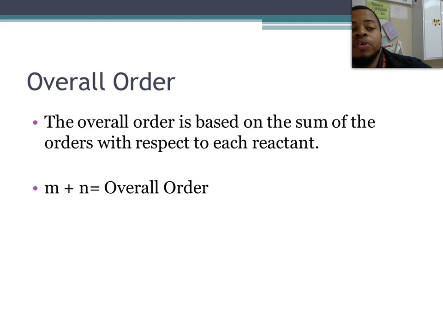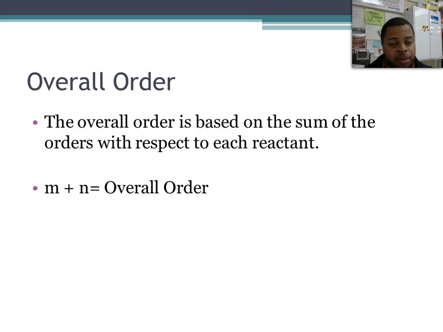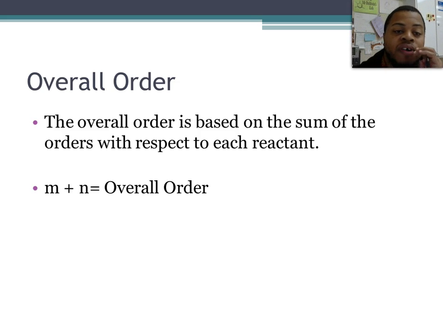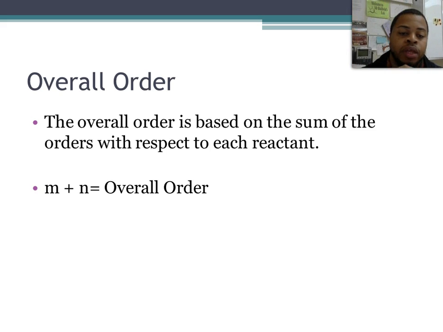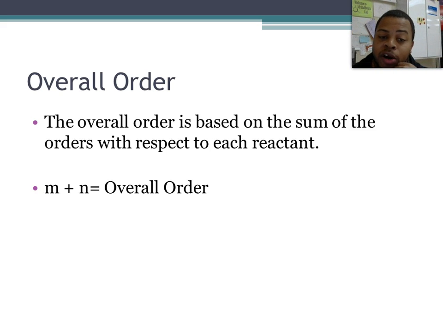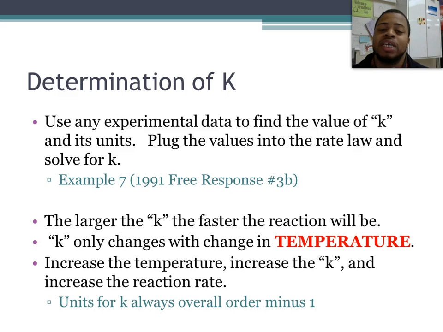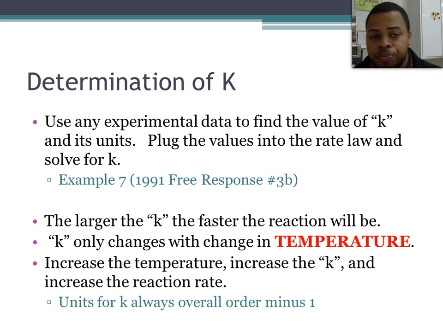Now, once we finish finding the rate law, and we'll do some examples of this in class, we're going to find what is called the overall order of the reaction. And all that is, we're going to add up those exponents that we had from finding the reaction order. And once we get that number, that'll be our overall order. Why do we need to know the overall order for the reaction? Well, it comes in handy when we get to this problem.